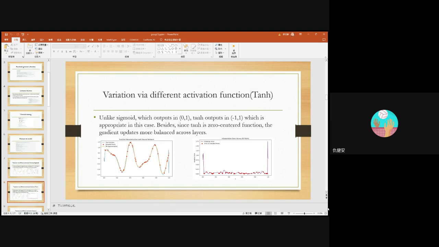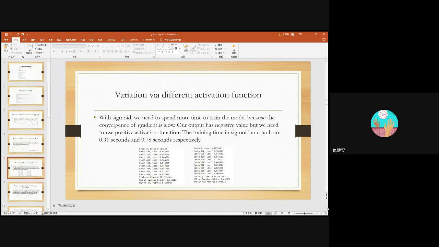Next page. The experiment result shows that with the sigmoid function, the gradient converges more slowly, resulting in a training time of approximately 0.9 seconds, whereas using hyperbolic tangent reduced the training time to about 0.78 seconds.